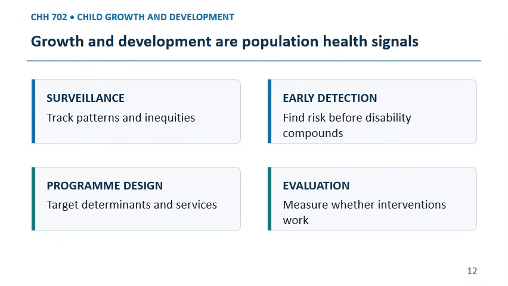If growth faltering is concentrated in particular communities, we examine food security, infection, water and sanitation, service coverage, and caregiving support. If developmental concerns are identified but referrals are not complete, the problem may lie in the service pathway rather than the screening tool. We can then measure whether an intervention improves coverage, referral completion, or outcome. The public health value, therefore, lies in the full chain: measure, interpret, respond, and evaluate.